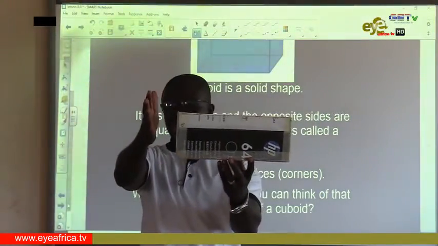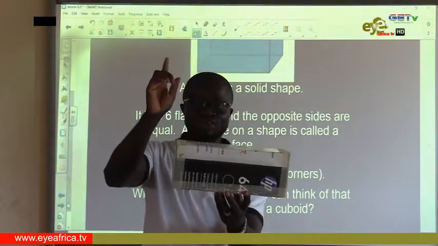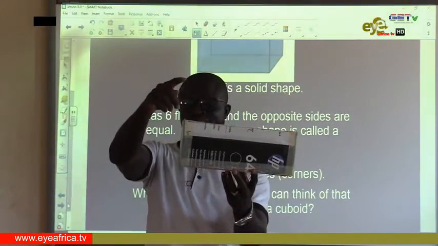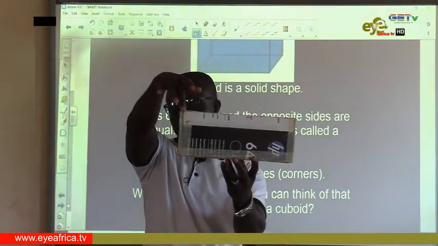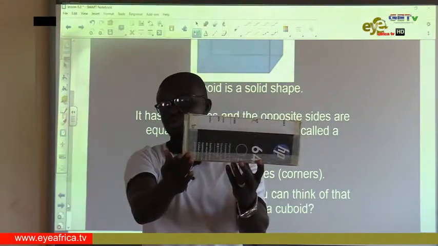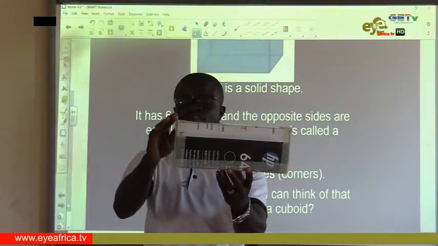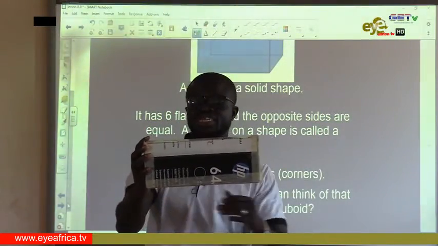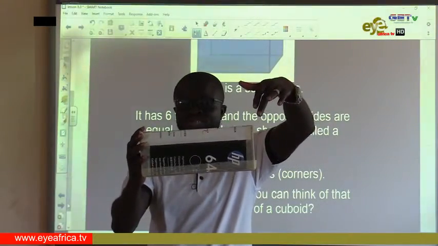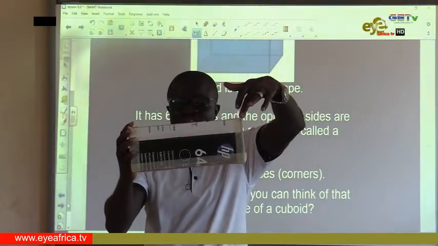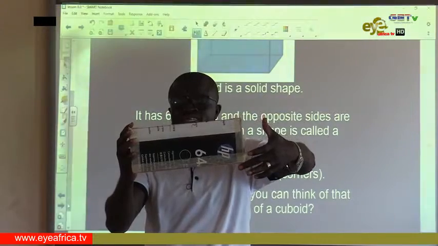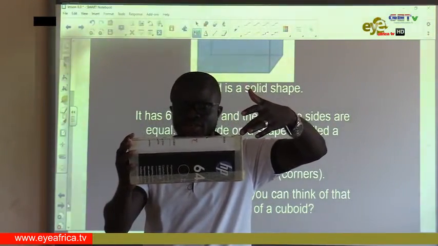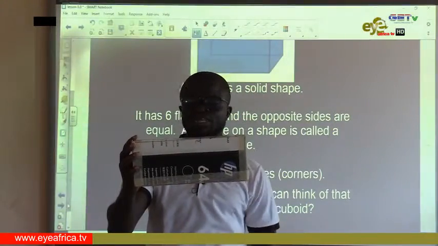I start from this side, that's my right hand side. We are counting the corners, remember. Can we count together, please? We start: 1, 2, 3, 4. Now we move to the left hand side. Remember, we have 4 on the right hand side. We continue counting. This is 5, 6, 7, and 8.